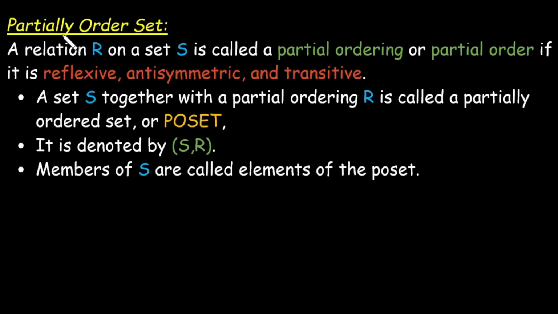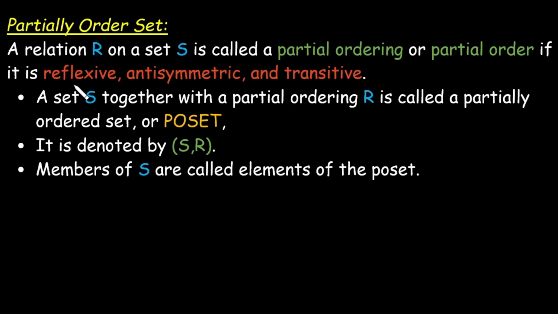We are going to learn what we mean by a partially ordered set, or a POSET. Suppose we have any relation R on the set S. That relation is called partially ordered, or a partial order, if it is reflexive, antisymmetric, and transitive.